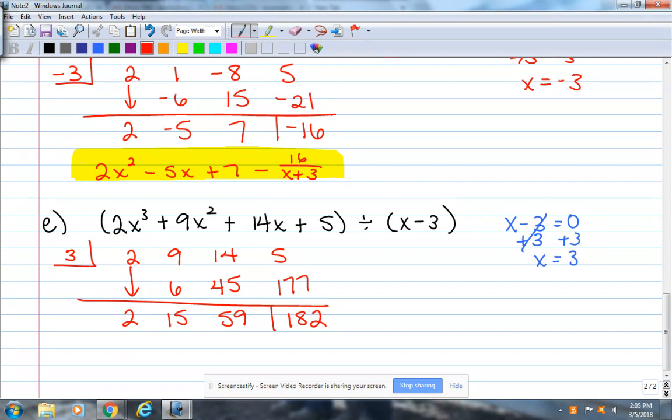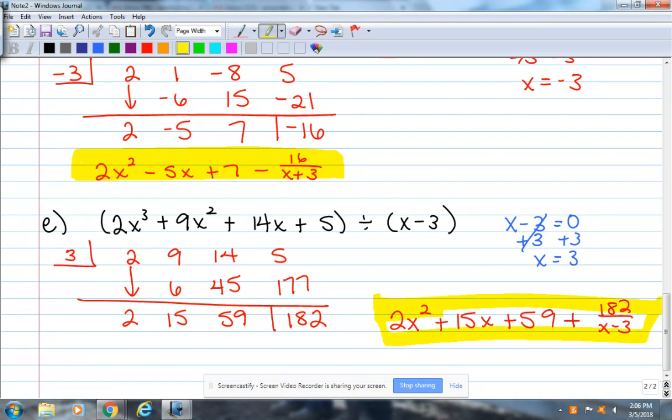So what do I write for my polynomial answer? 2x squared, plus 15x plus 59, plus 182 over x minus 3. Not to the, it's plus. I wrote it down. There you go. I read you mine. I just want you to say it right.